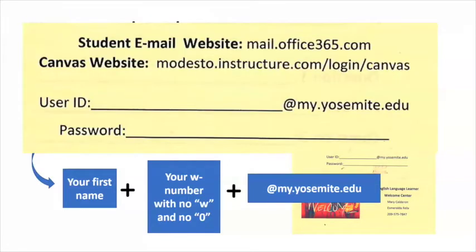Here's one example. This is for a student named Maria Benavides. In the line for her student email address right here, she can write her first name Maria plus the 6 digits of her W number, and you can see there's no W and no 0, but that's her W number.